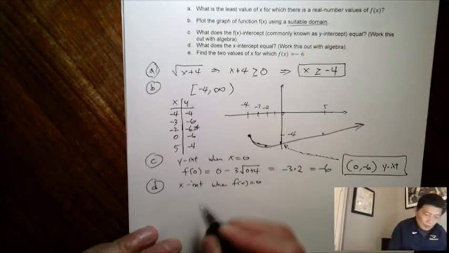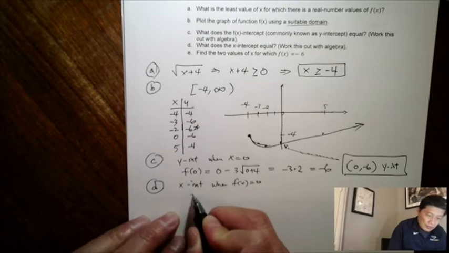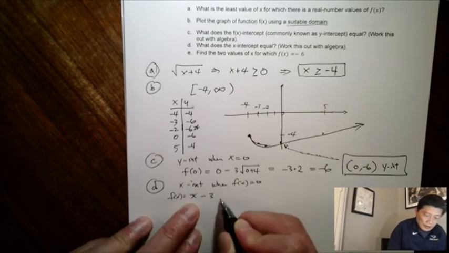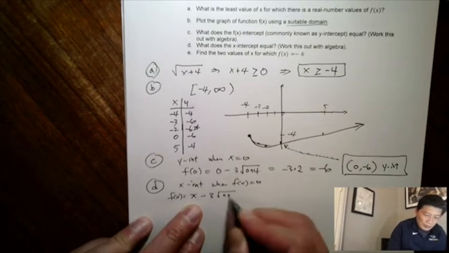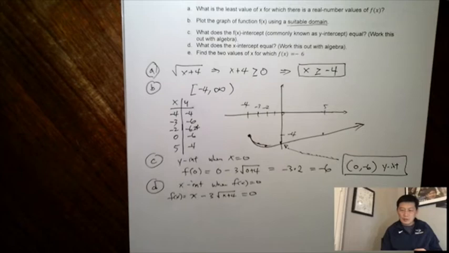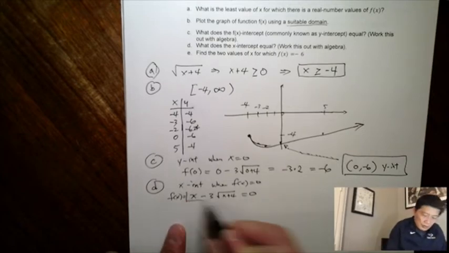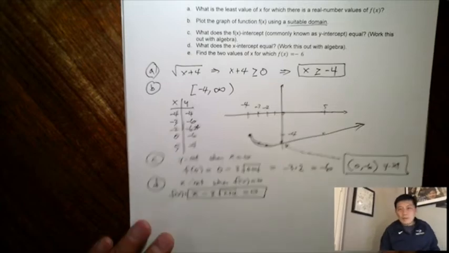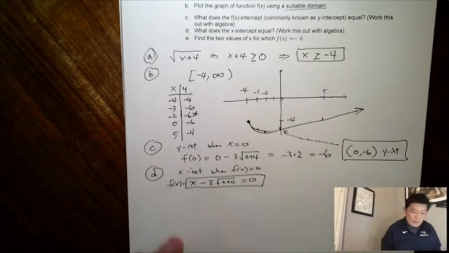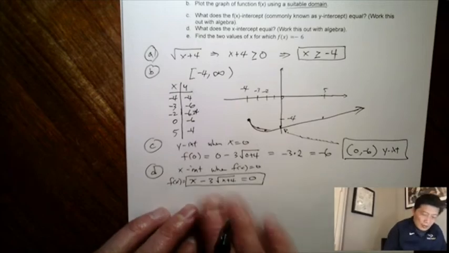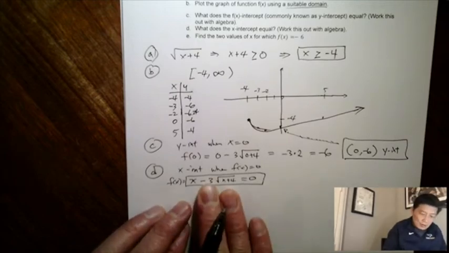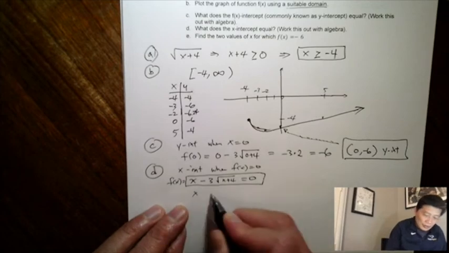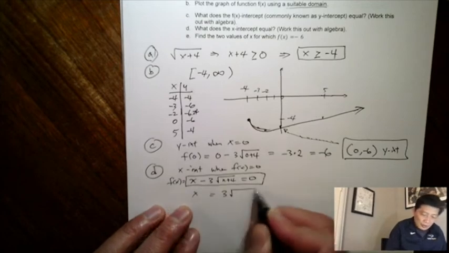So f of x is equal to x minus 3 square root of x plus 4. You want to set that equal to 0. So now look at this. This is just this equation. This is a radical equation, and we're solving a radical equation. So I'm going to go ahead and put this term to the other side over here. So I end up with x is equal to positive 3 square root of x plus 4.